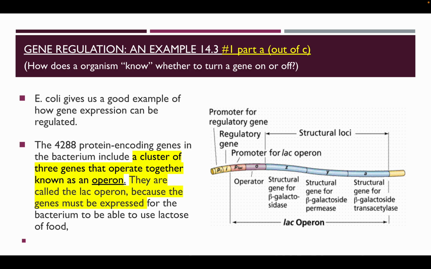Now, E. coli eats lactose. So if there is lactose in the area, the E. coli wants these genes to be turned on. But here we have that there are 4,288 genes in this E. coli bacteria. So how do we repress all the other genes while simultaneously expressing just a particular set of genes?